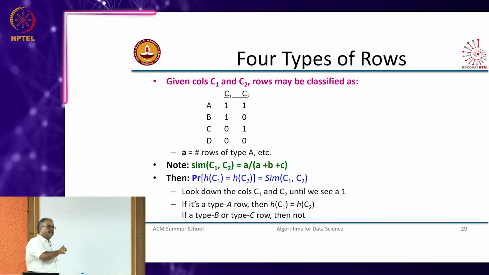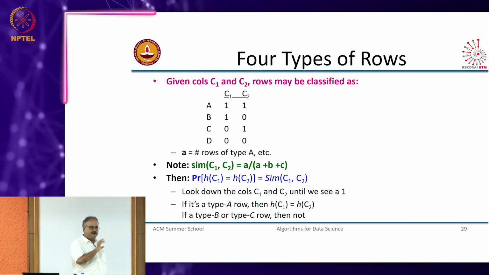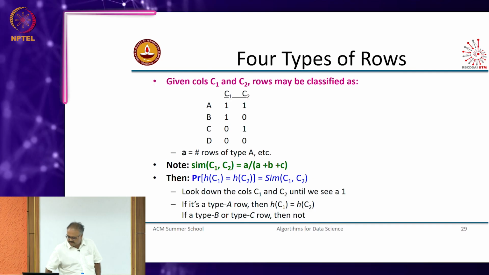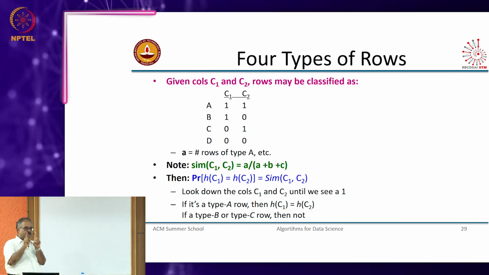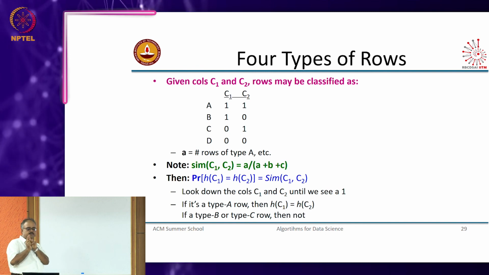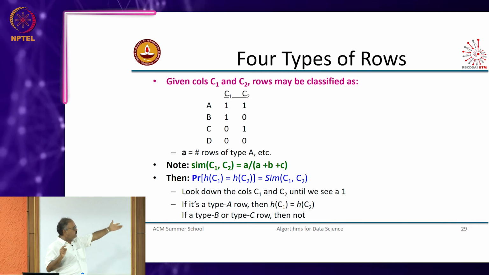So I don't like the argument on the previous slide. So I'm going to give you a different argument for the proof. That's a little harder to see. This is much easier to see. Okay. So given that I have two columns, each row in the column can be one of these four types.